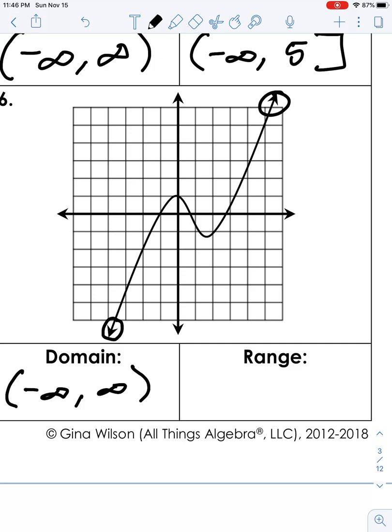And then, as I just stated, this first arrow is going down forever, so the low point is negative infinity. And then this arrow is going up forever, so that would be a high point of positive infinity.